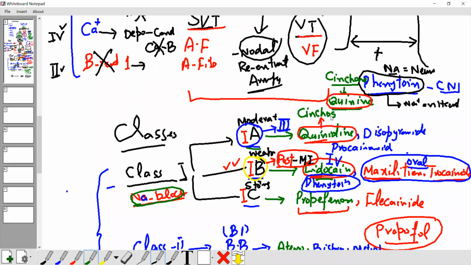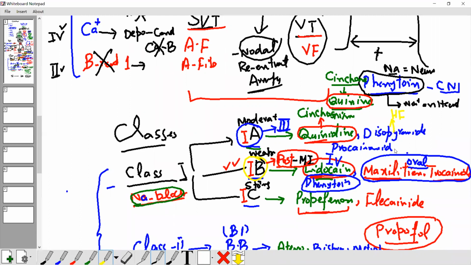Let us explain what cinchonism is. In cinchonism, what happens? Number one, GIT upset. Second, headache. Third, tinnitus, a ringing sensation in the ear. Tinnitus, a ringing sensation, is your cinchonism. So cinchonism is a side effect of quinidine. Okay, now come to disopyramide. Disopyramide can cause heart failure.